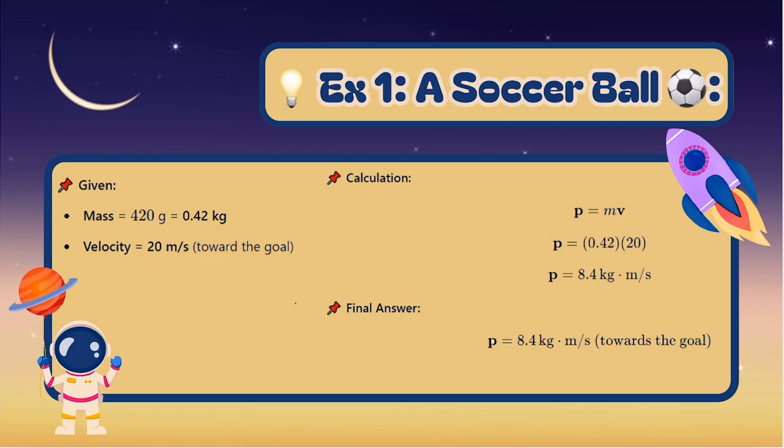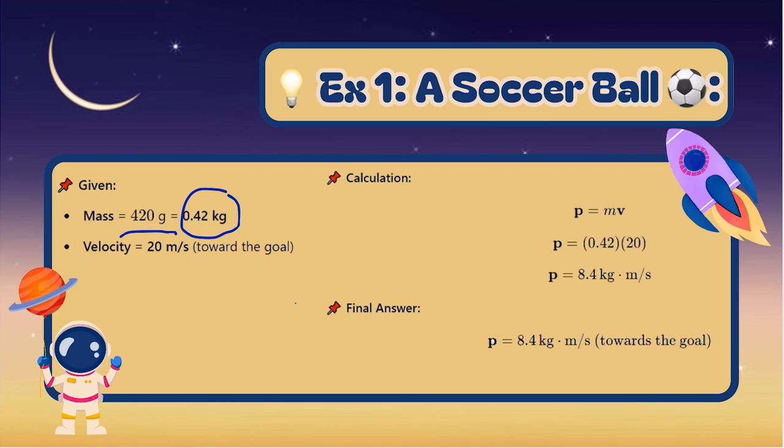A soccer ball example. So guys, here we are given the mass of 420 grams. But we need to remember that a mass cannot be measured in grams. The SI unit that is allowed is kilograms before we substitute into any equations. So I have to convert the 420 into kilograms. That is easily done by dividing that number by 1,000, which gives me 0.42 kilograms.